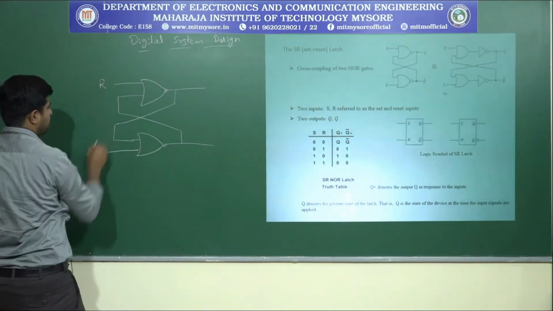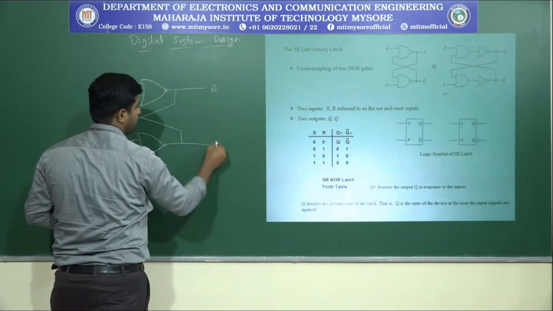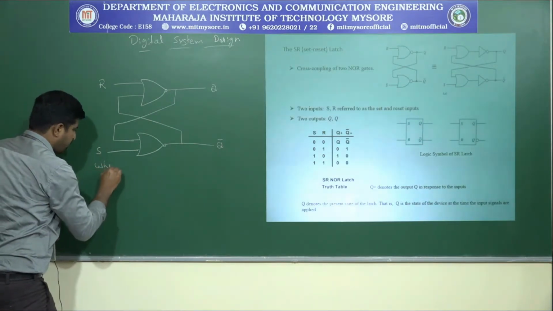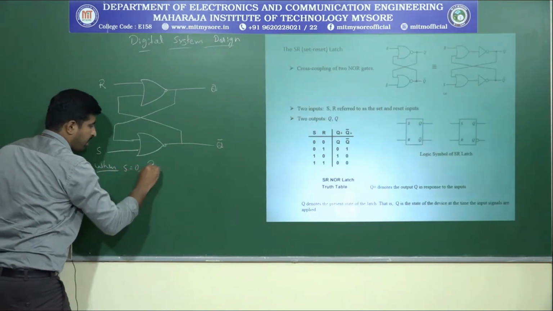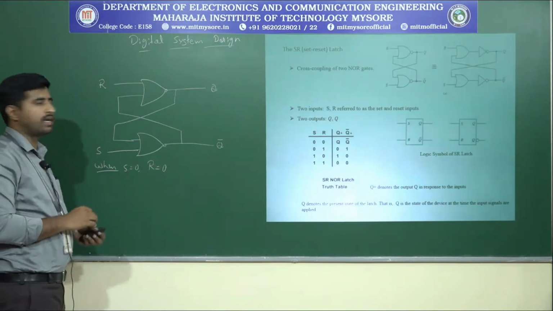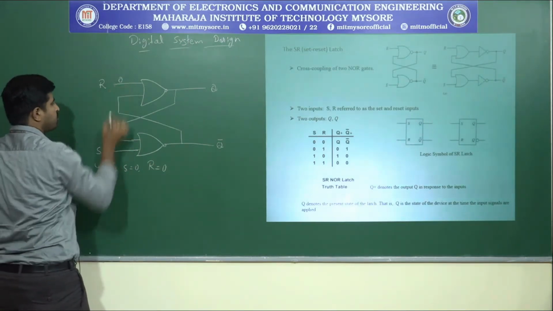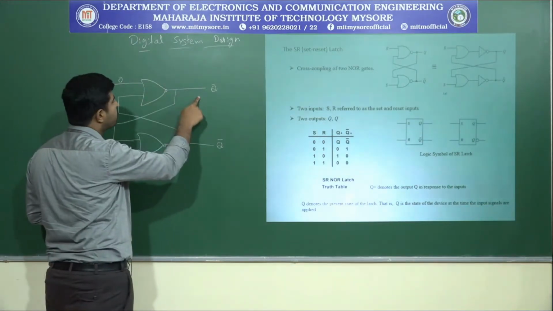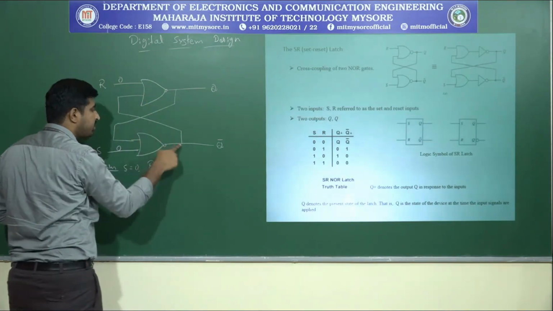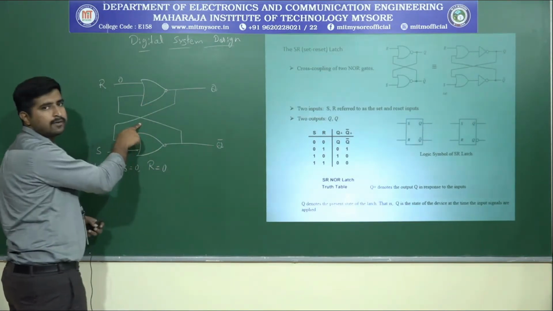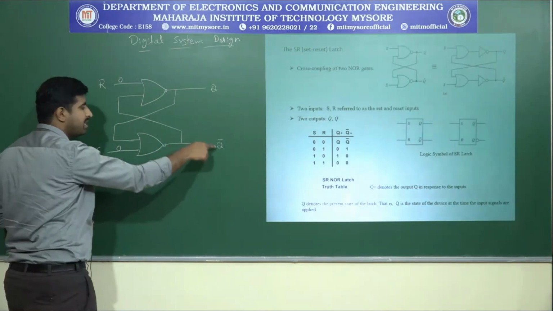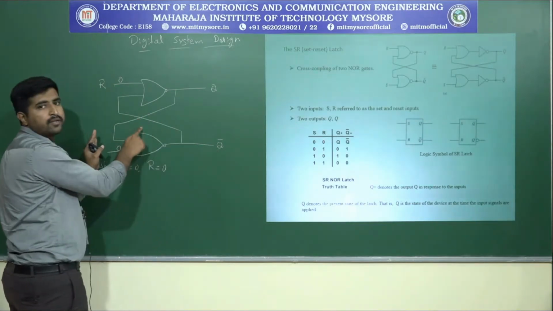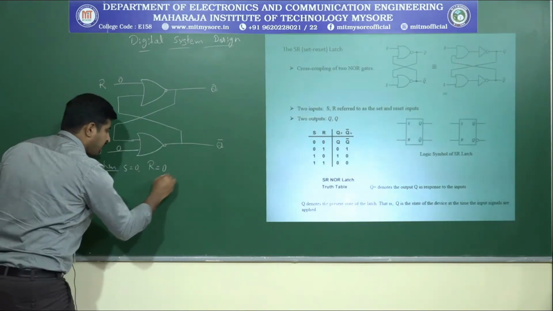So this is R and this is S, Q and Q bar. Now when S equals 0 and R equals 0, let's understand. To compute the output of the NOR gate, we need even the previous output of Q bar. That means whatever the present state is when you give the input, we need that.